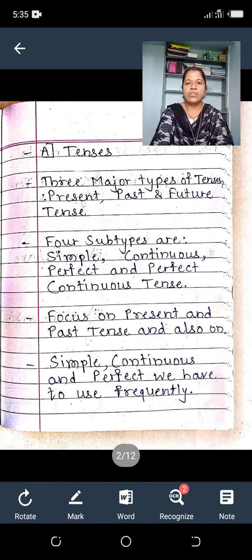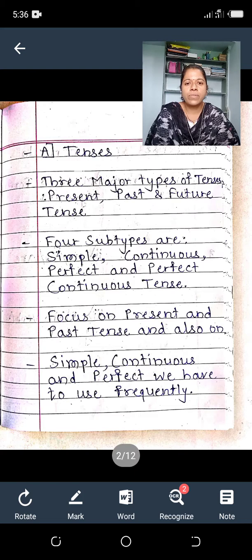As we all know, there are three major types of tenses: present, past, and future tense. There are again four subtypes of tenses: simple, continuous, perfect, and perfect continuous tense. Now friends, the students and the people fear tenses because there are in all 12 types of tenses. But if you observe, we can find out that only some of those tenses we have to use frequently. And such frequently used tenses I will focus on in this video lecture.